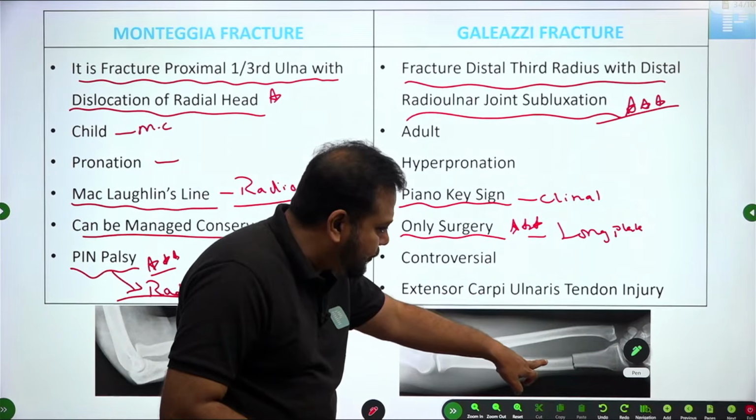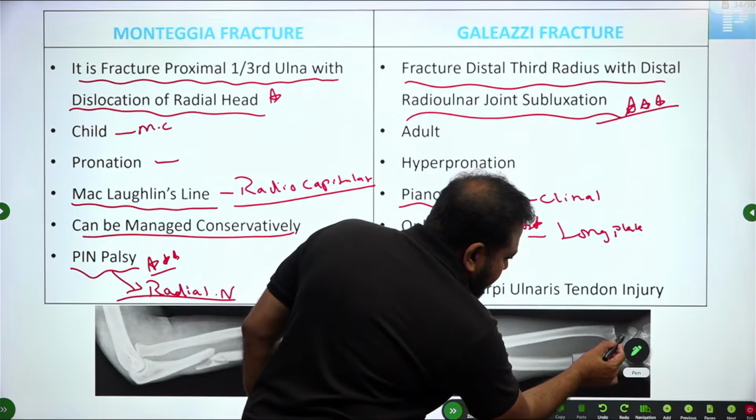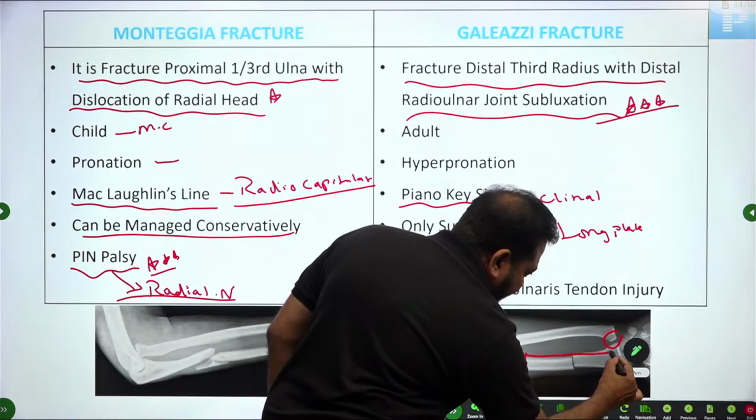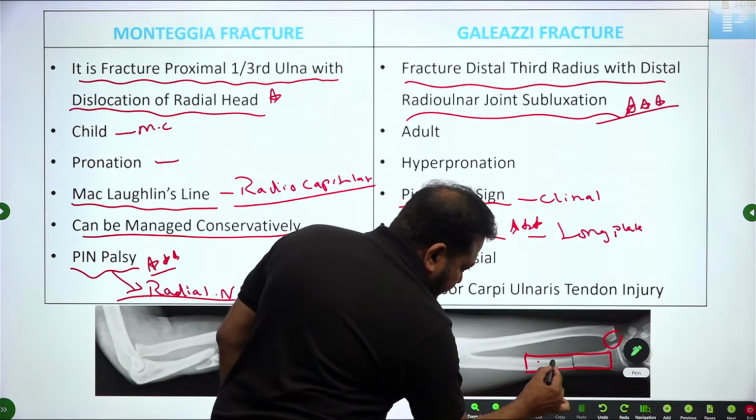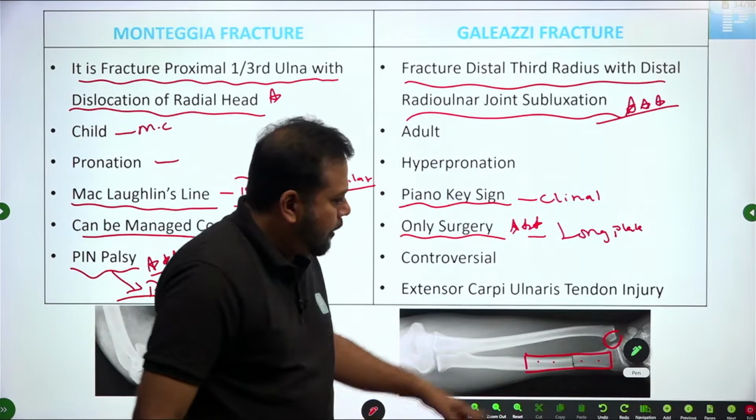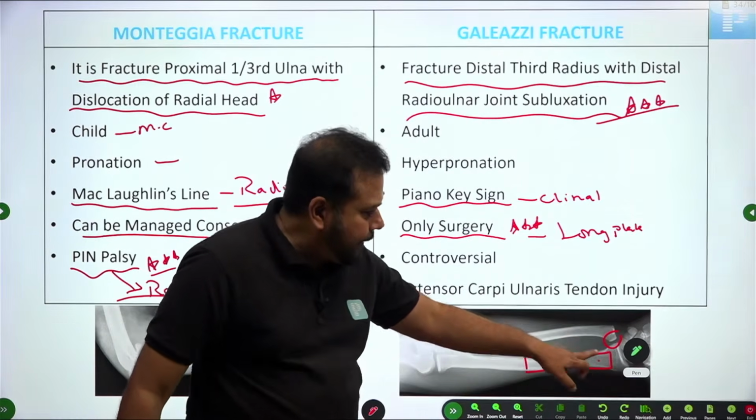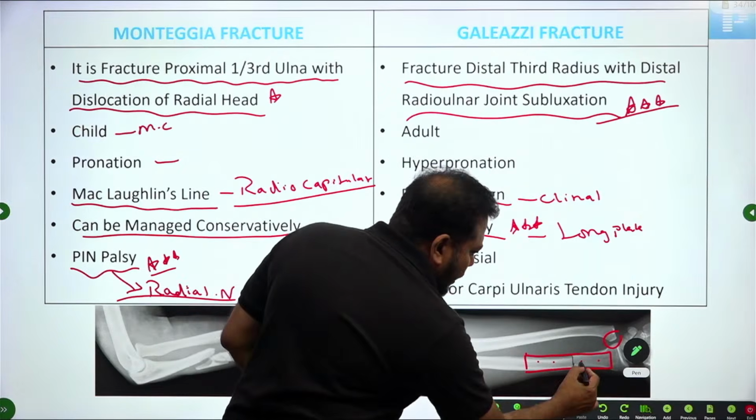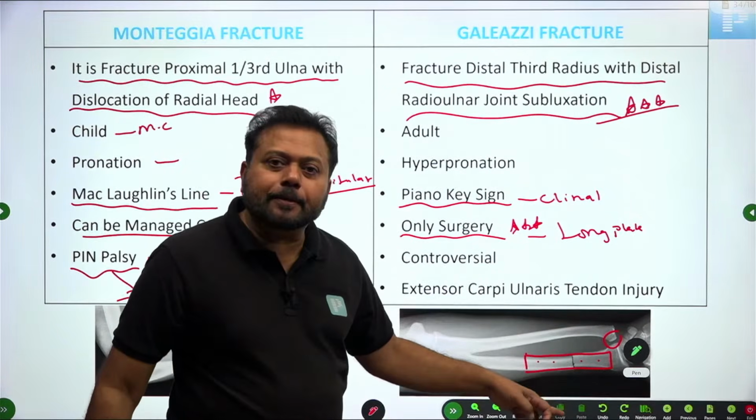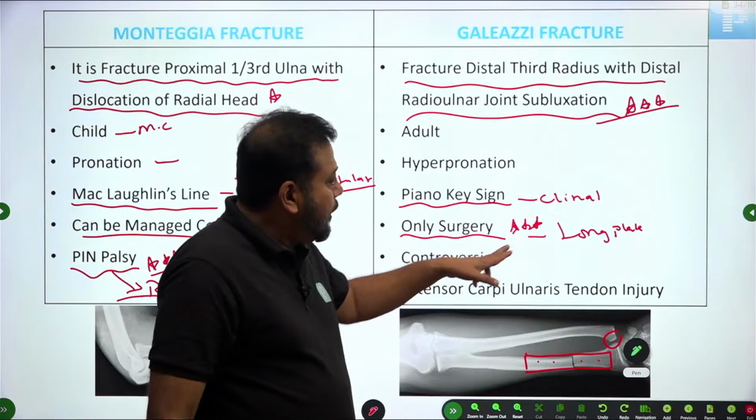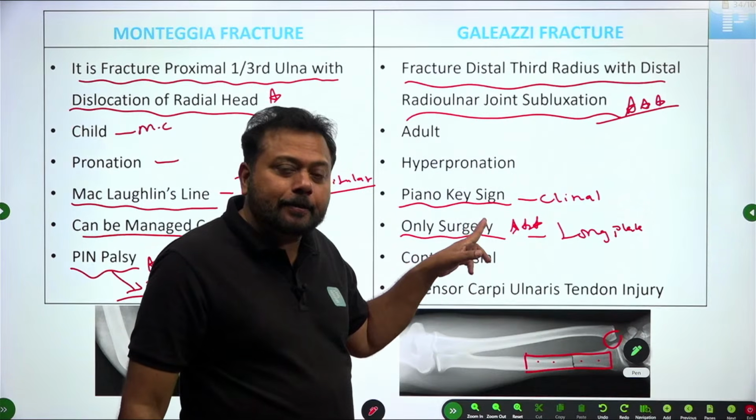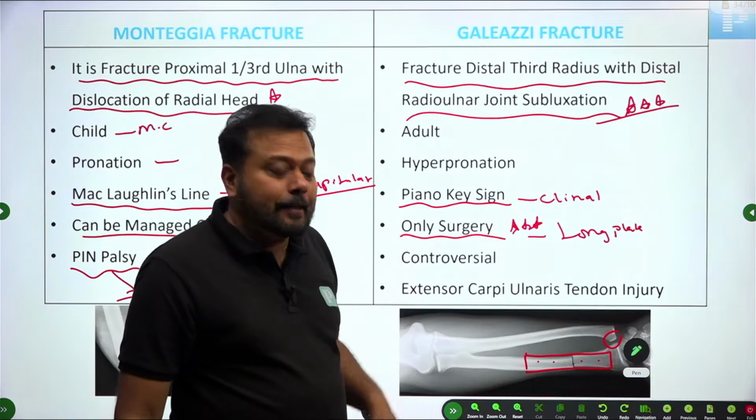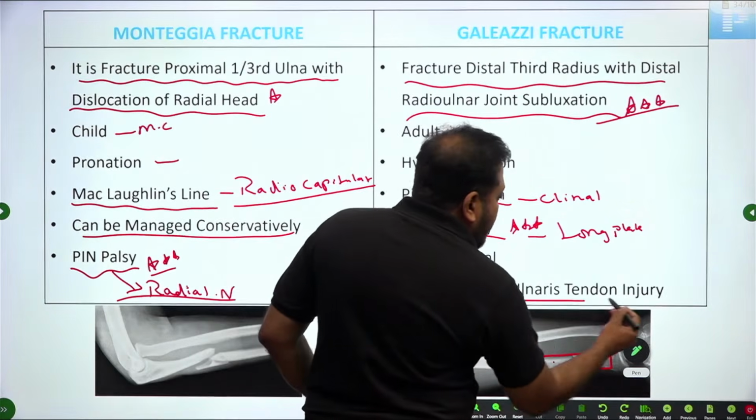Here there is a fracture. Here there is a distal radioulnar joint subluxation. Only when I fix it with a long plate like this, with screws like this, the distal radioulnar joint subluxation will get corrected. When I put a small plate, the distal radioulnar joint subluxation is not corrected. That is why the only treatment is open reduction internal fixation with long plate and screw. The common tendon that is damaged is the extensor carpi ulnaris tendon.